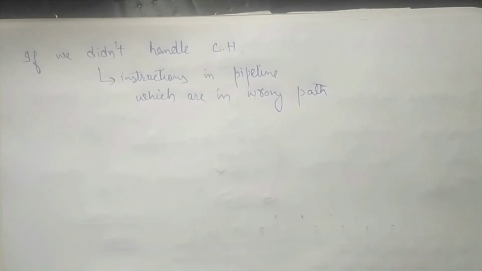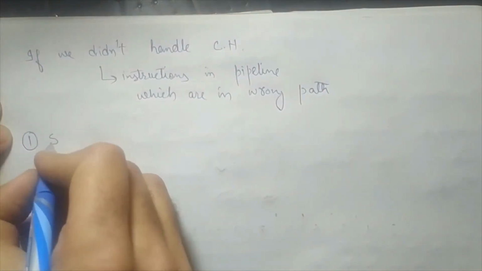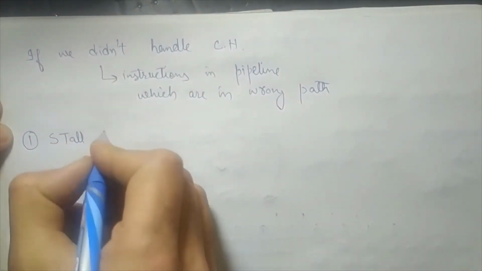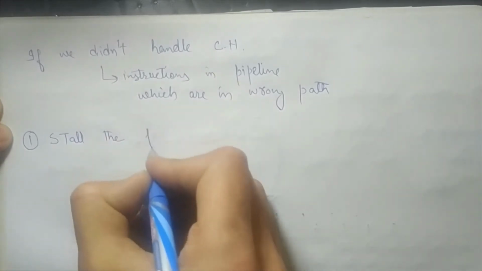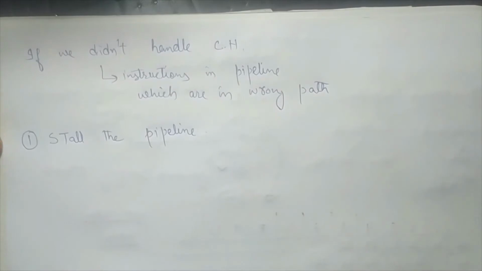So let's see how we can handle a control hazard. What are the various solutions? The first solution is to stall the pipeline. Let me show you what it means to stall the pipeline.